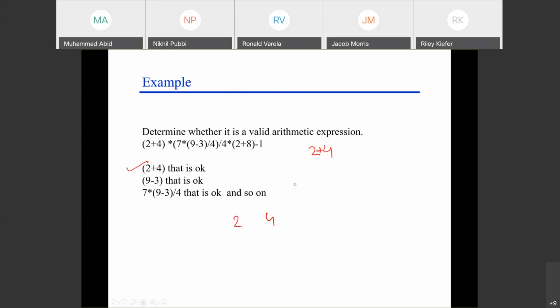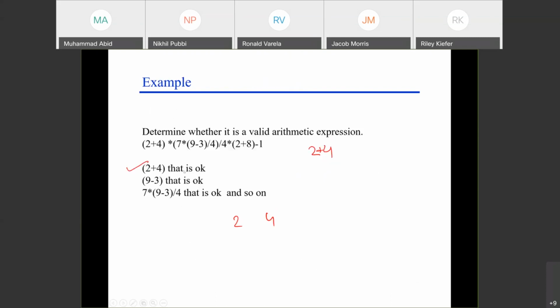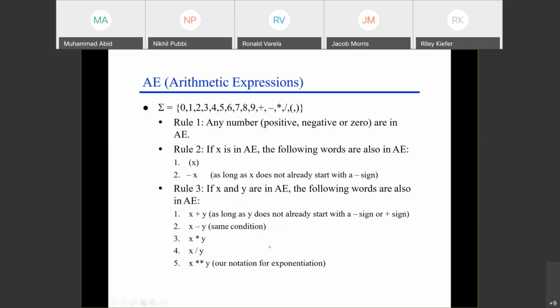Now we see that it has parentheses around that. Do we have any rule which talks about parentheses? Yes. If x is in arithmetic expression, the following is also in arithmetic expression: you put parentheses around x. So we consider this whole term as one, and we put parentheses around that. Now this is our x and we put parentheses around that. This way we prove that 2 plus 4 is an arithmetic expression. That makes a lot more sense.